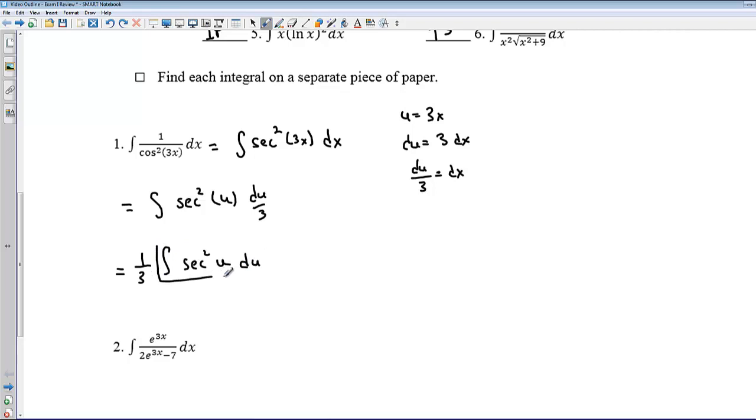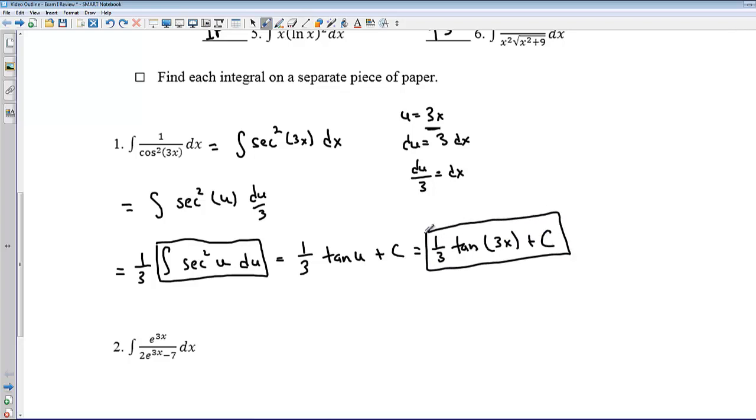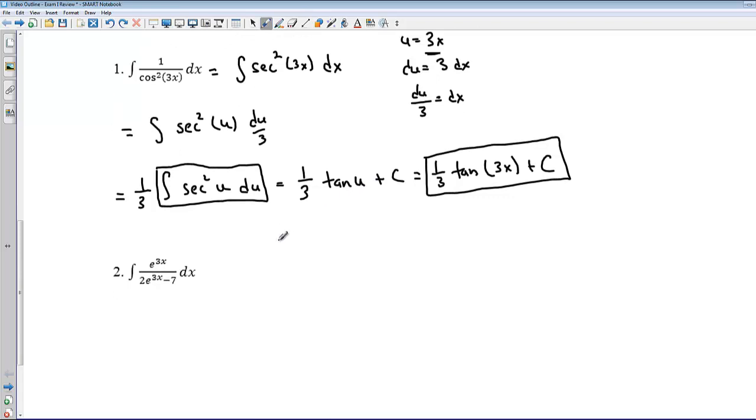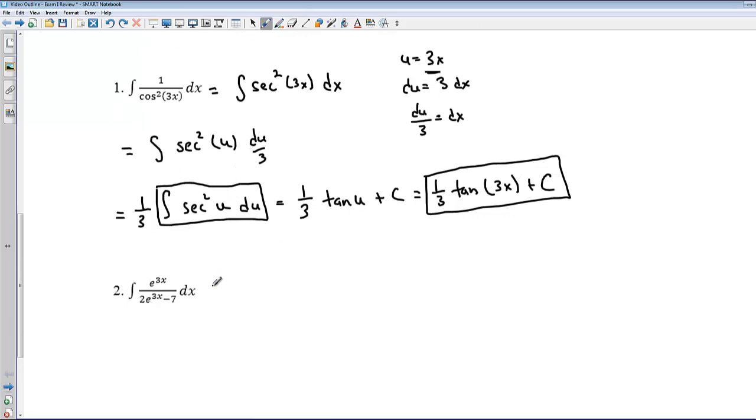And now this, remember, is one of my types. And so if you know that type, this is pretty simple. It's just 1/3, and this would be the tan of u, because the derivative of tan of u is secant squared of u, and then all plus c. And then don't forget to plug back in. Your u is 3x, so down here we'll have 1/3 tan, and where I see a u, I'll put a 3x, so of 3x, and then all plus c, and that's my answer. So that's kind of like a trig integral with a substitution attached to it. Or you could say it's kind of like one of your basic types in a way.